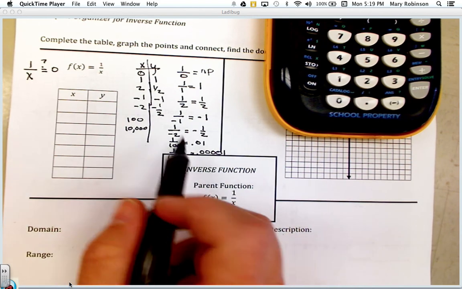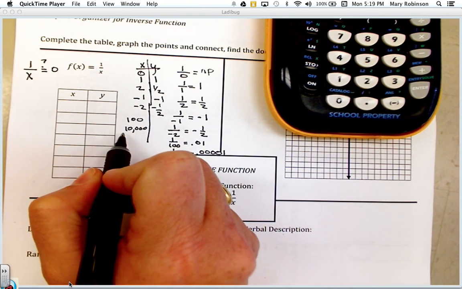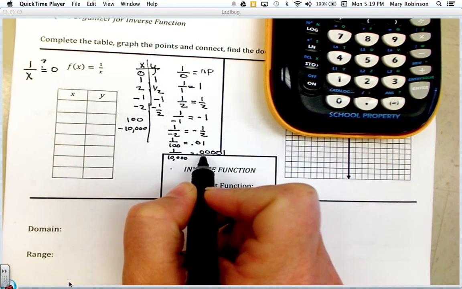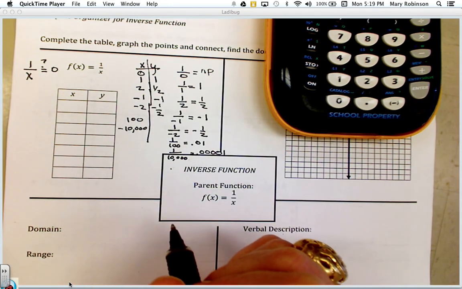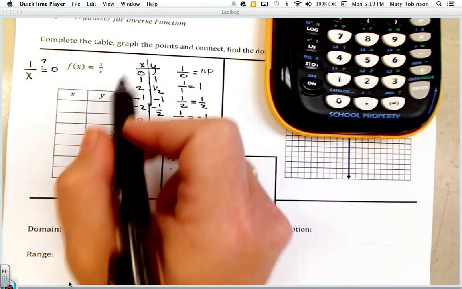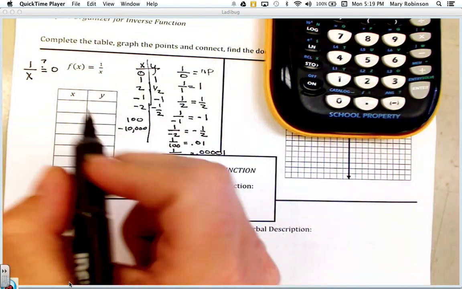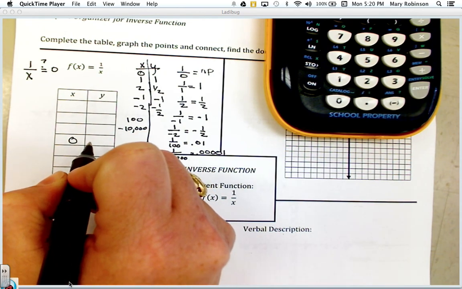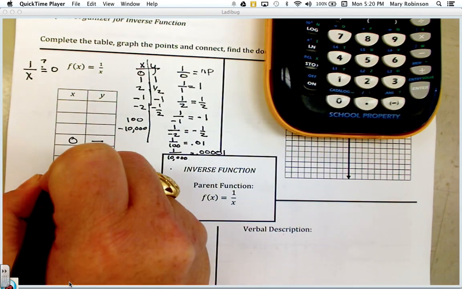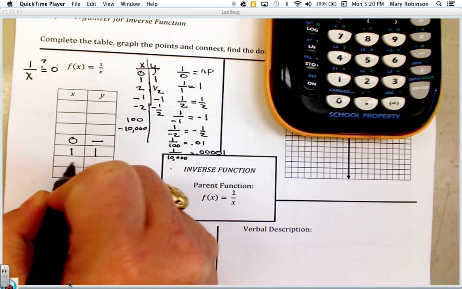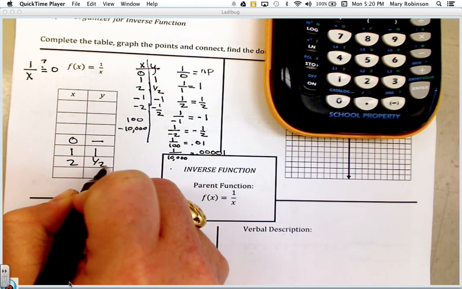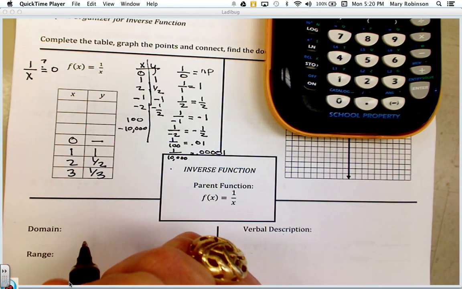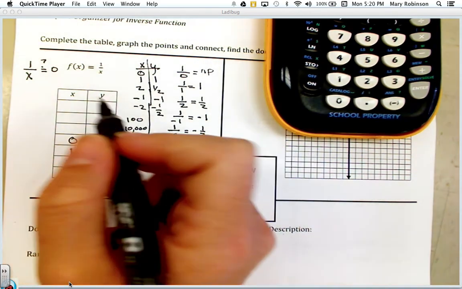And that actually happens on the negative side also. If we were to put in negative 10,000, we would get negative 0.0001. All right, so let's think about building the graph out of the points we were able to create that are convenient to graph. If we put in 0, we couldn't get anything. But if we put in 1, we output 1. If we put in 2, we output a half. If we input 3, we would get 1 over 3. And likewise, going in the negative direction.